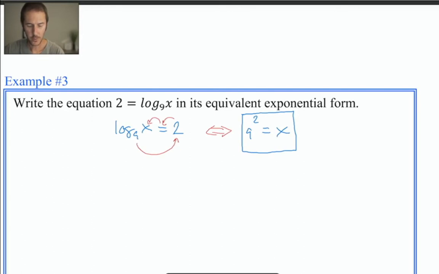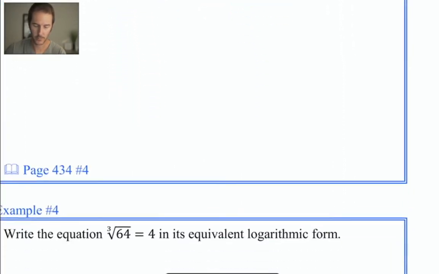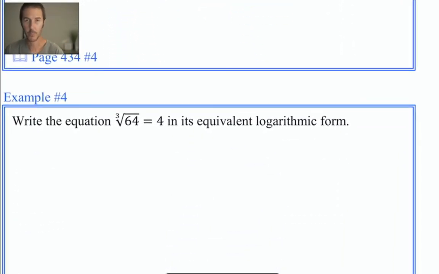If the instructions involved this equation and the word solve, then your answer would be 81, or x equals 81. But in this case, we're just practicing swapping between the two different formats. Here we're being asked to go the other direction. This is sort of an exponential looking equation, but it's a cube root problem, and we're supposed to turn this into a logarithmic statement. We better turn this given equation into a true exponential statement or equation.